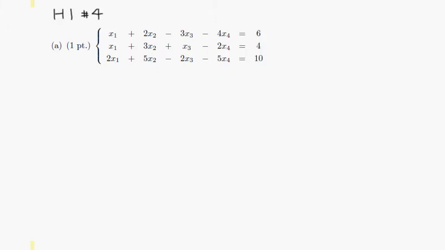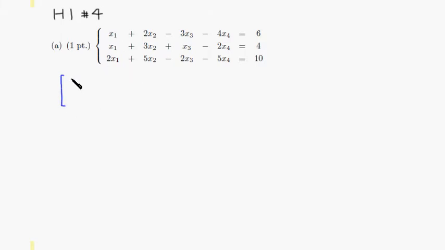Okay, let's look at homework 1, problem number 4, part A. Alright, so let's use Gaussian elimination to solve this system of linear equations. First we have to come up with the initial matrix.